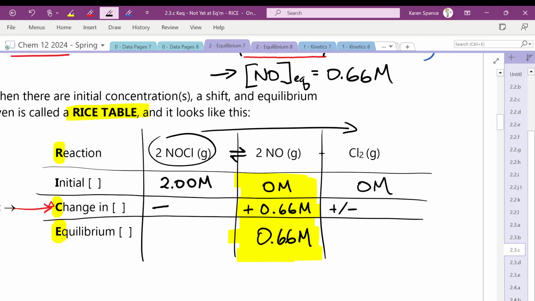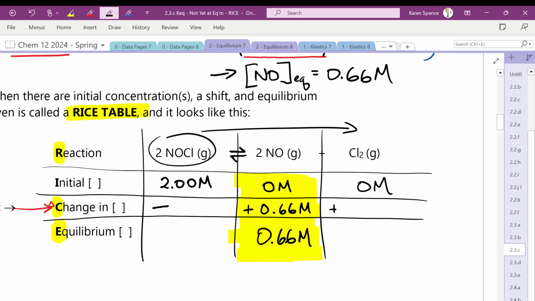So what sign are we going to see for the Cl2? It has to be positive. Could it possibly be negative? Can we go down from 0 molar? No, we absolutely cannot. You cannot have a negative concentration. That would mean like antimatter or something weird like that. I just don't know. Okay.